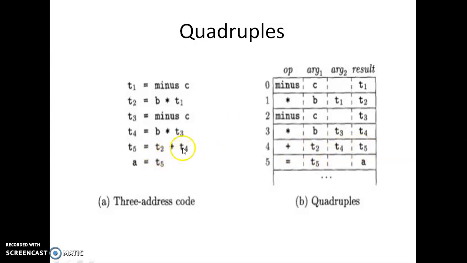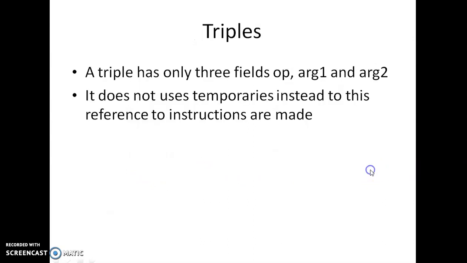So T2 and T4 will be argument 1 and argument 2 respectively, and the operation being performed is plus. Then the result T5 is stored in a variable. So here argument 1 will be T5 and the operation being performed is assignment, so the equals sign is there and the result is in the variable a.